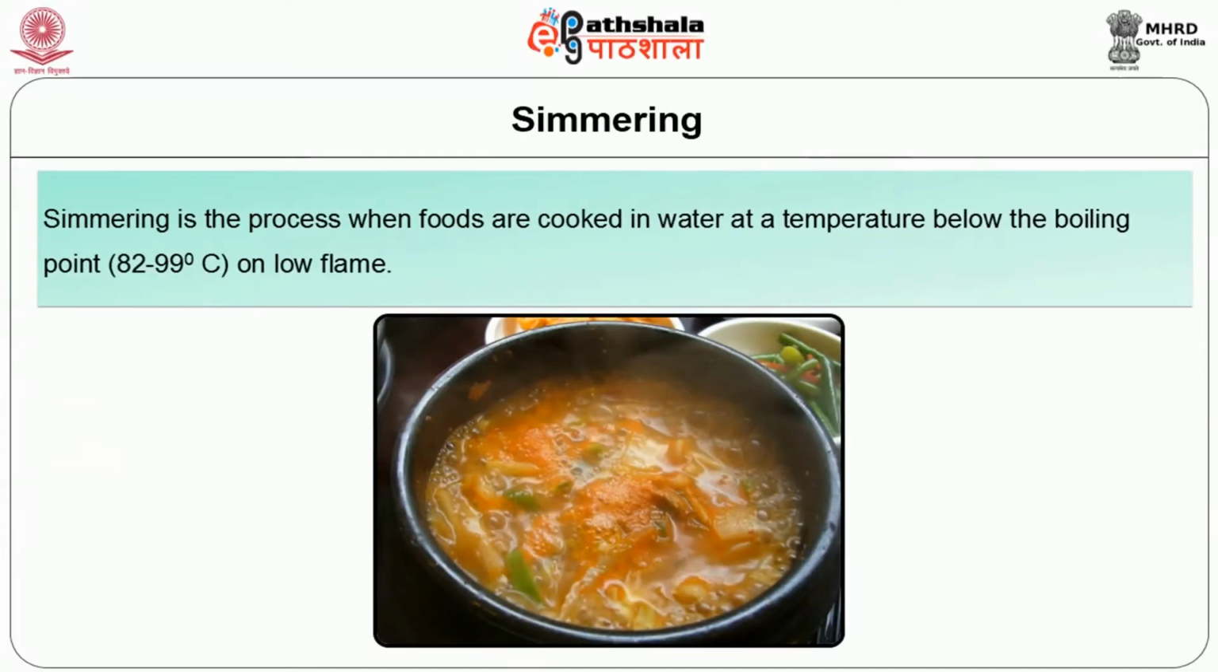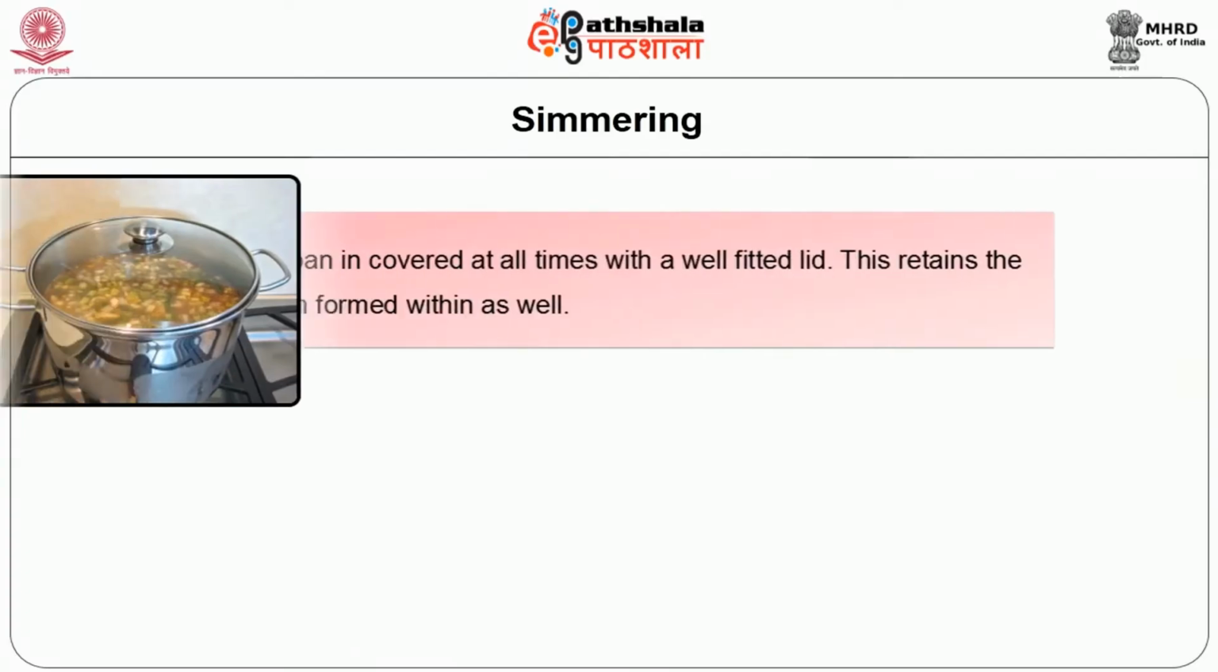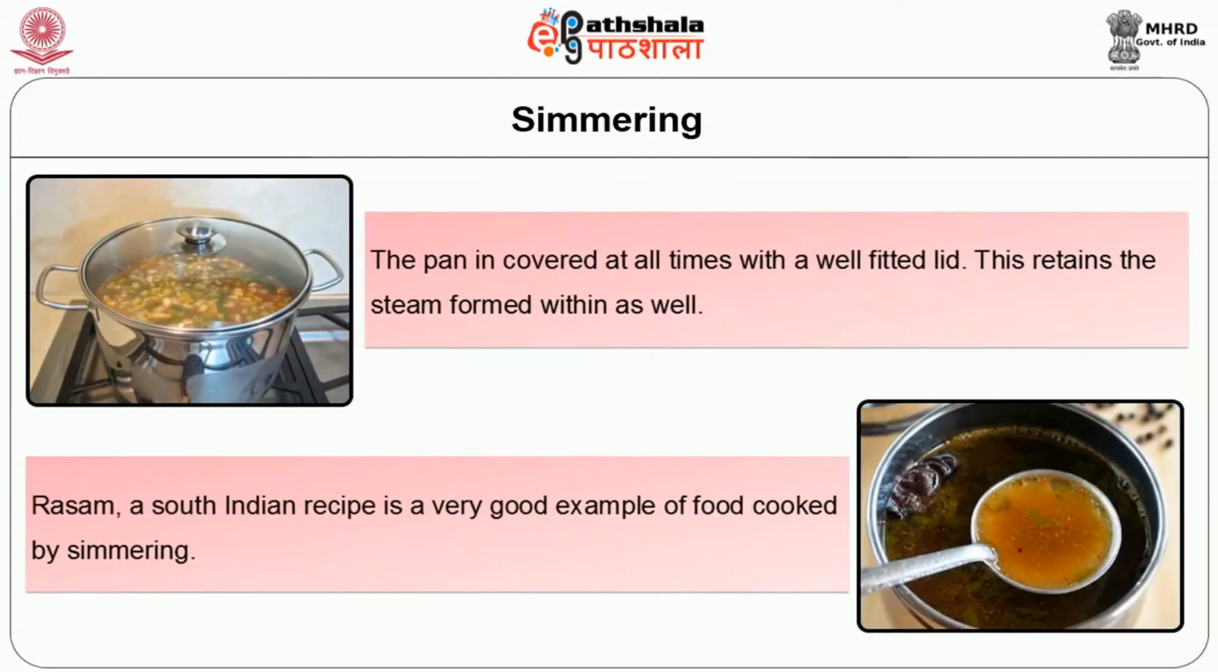Simmering is the process when foods are cooked in water at a temperature below the boiling point, that is 82 to 99 degrees Celsius on a low flame. The pan is covered at all times with a well-fitted lid. This retains the steam formed within as well.